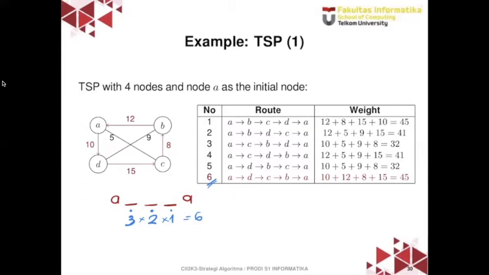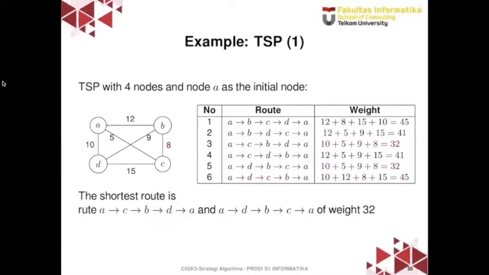And for TSP, remember that we want to find the minimum weight. So here we can see that 32 is the minimum weight we have. So the shortest routes are ACBDA and ADBCA, with weight 32.